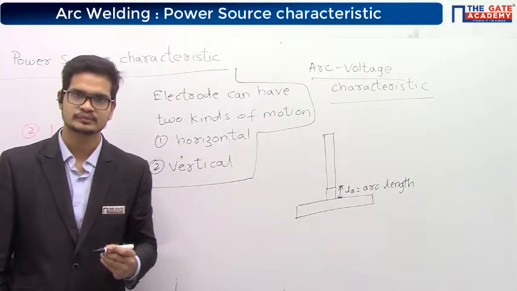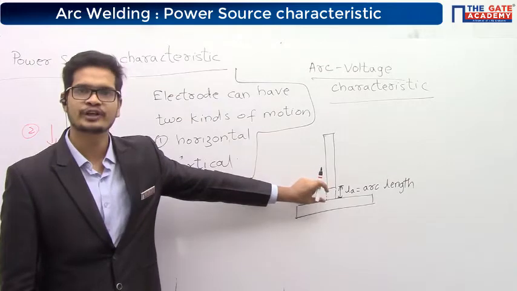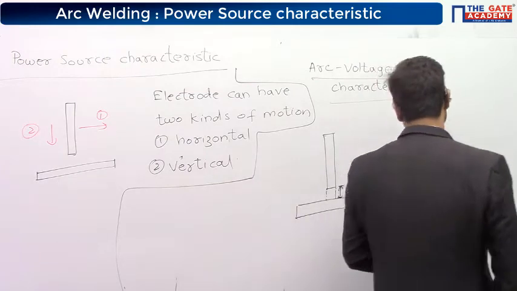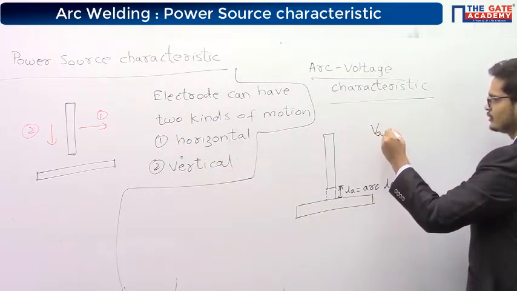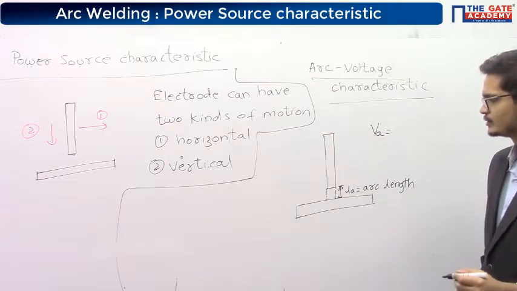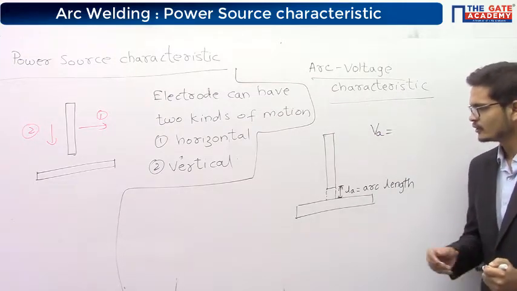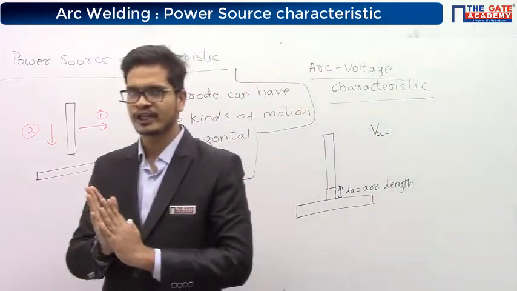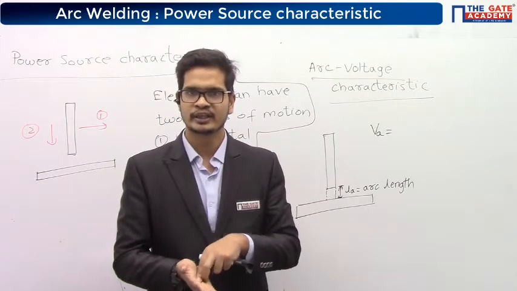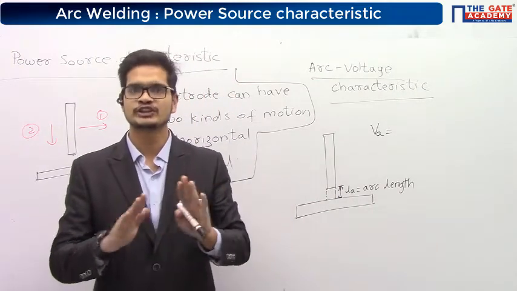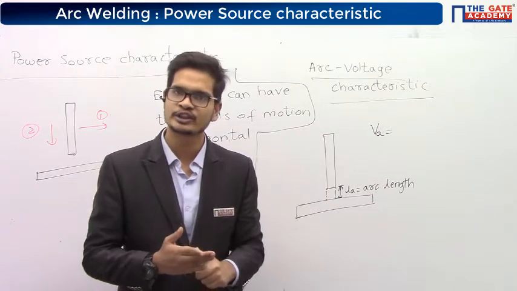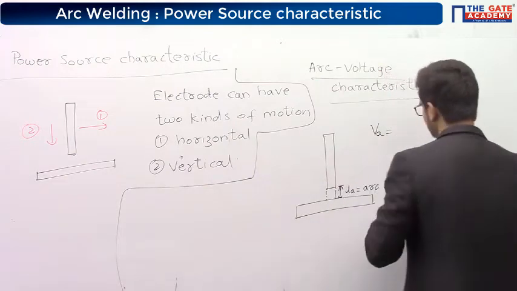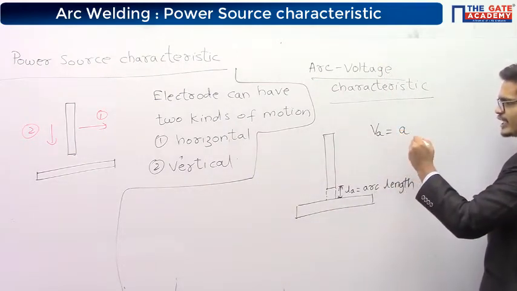Okay. Now let us see how much voltage is required across the arc, like how much voltage is present across the arc, VA. First of all, for establishing the arc, some minimum voltage difference will be required, right? If that voltage difference is not there, no flow of current will be established and no arc will be established. So let us say some minimum voltage is required, that I am calling A.